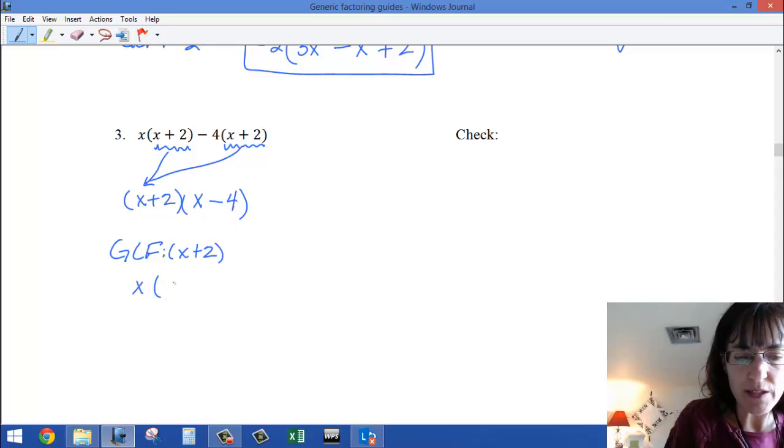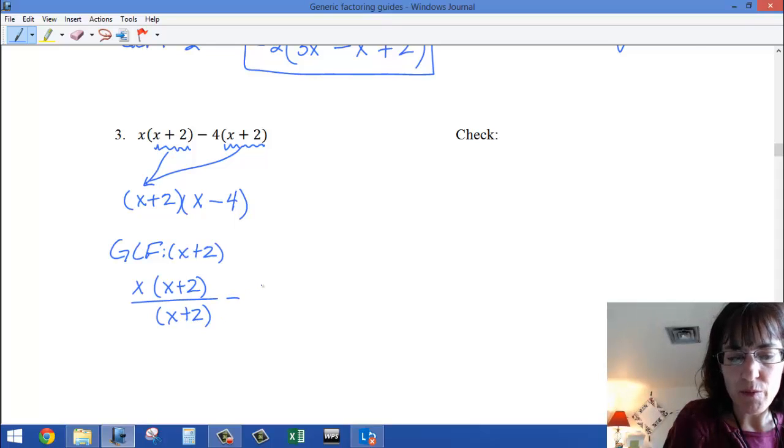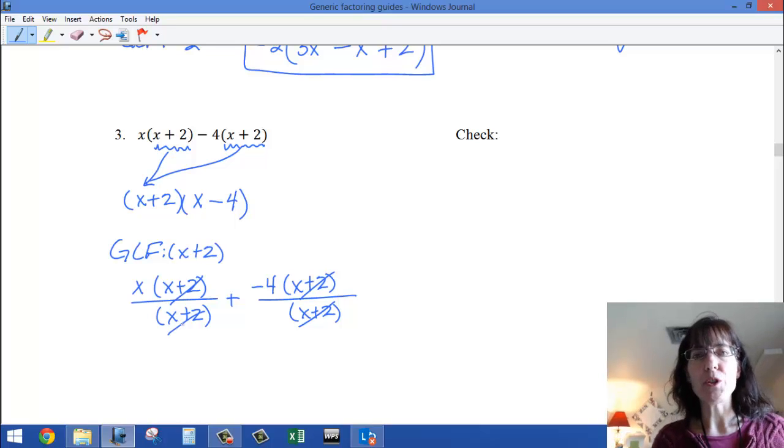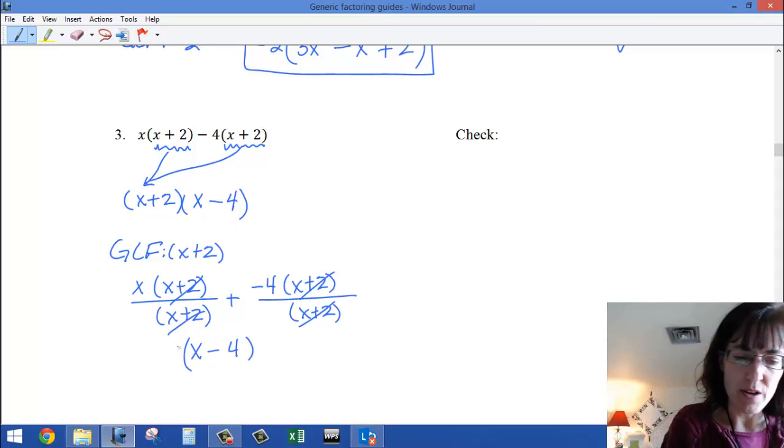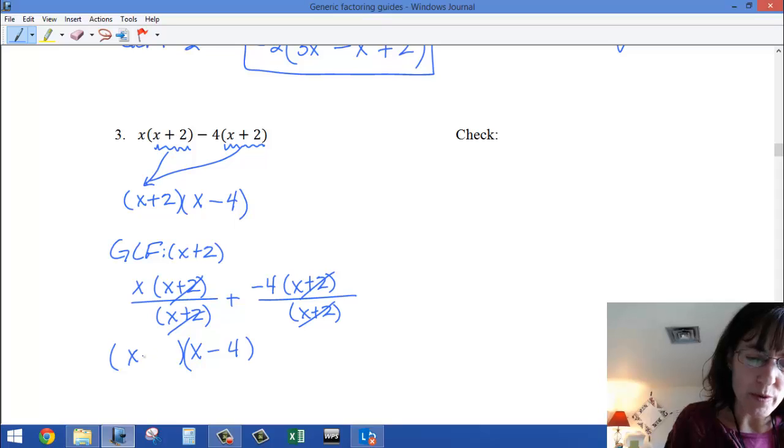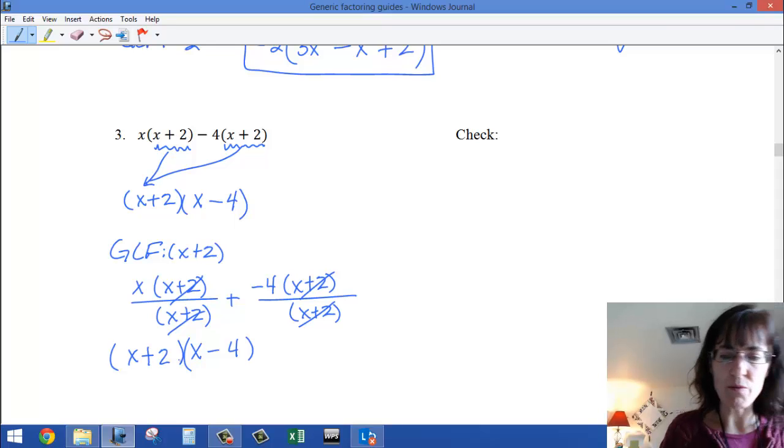So we have x times quantity x plus 2 divided by that x plus 2, and then plus negative 4 times the quantity x plus 2 divided by x plus 2. Those x plus 2 factors reduce, and all I've got left is the x minus 4 as your remaining factor. And then the part I factored out, remember the x plus 2 goes out front.